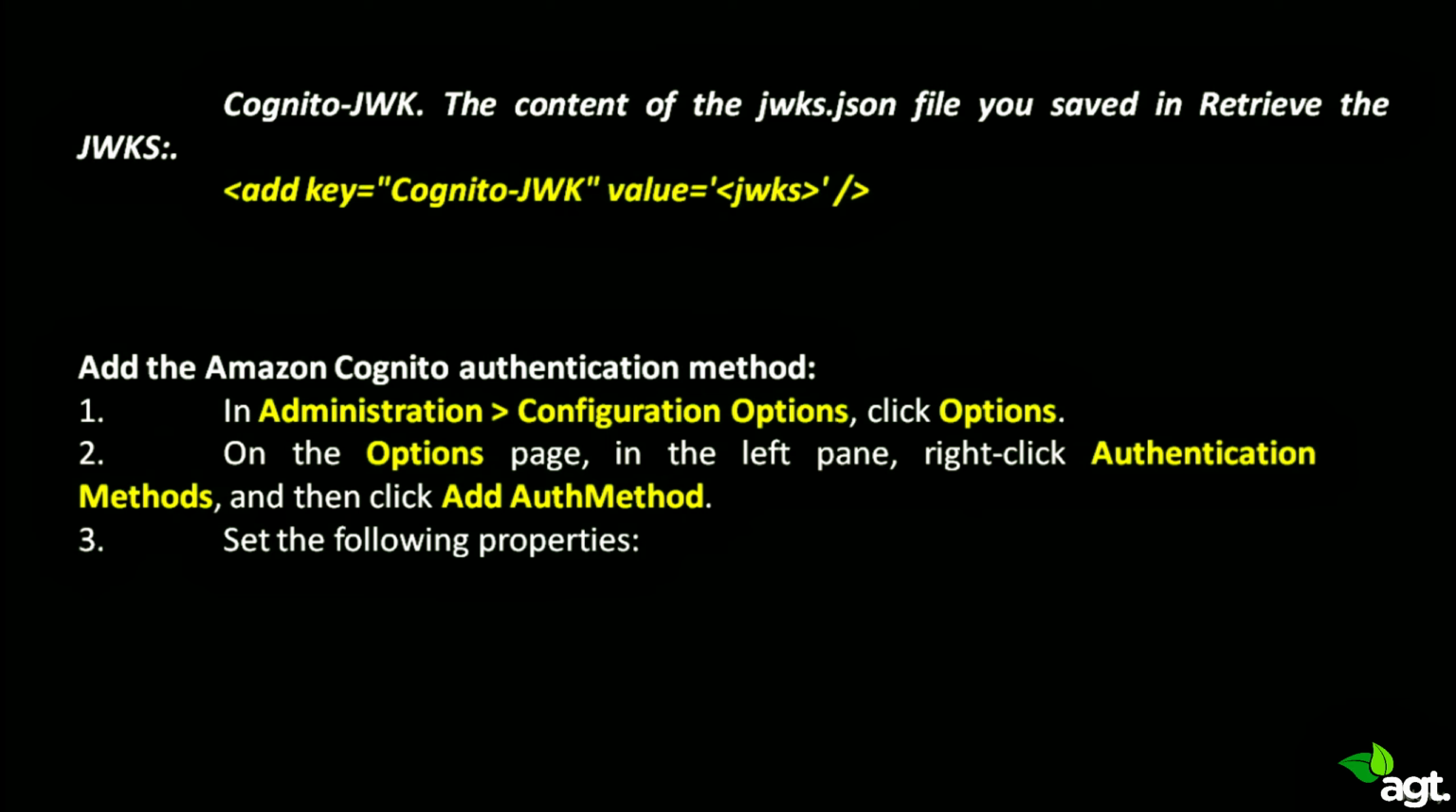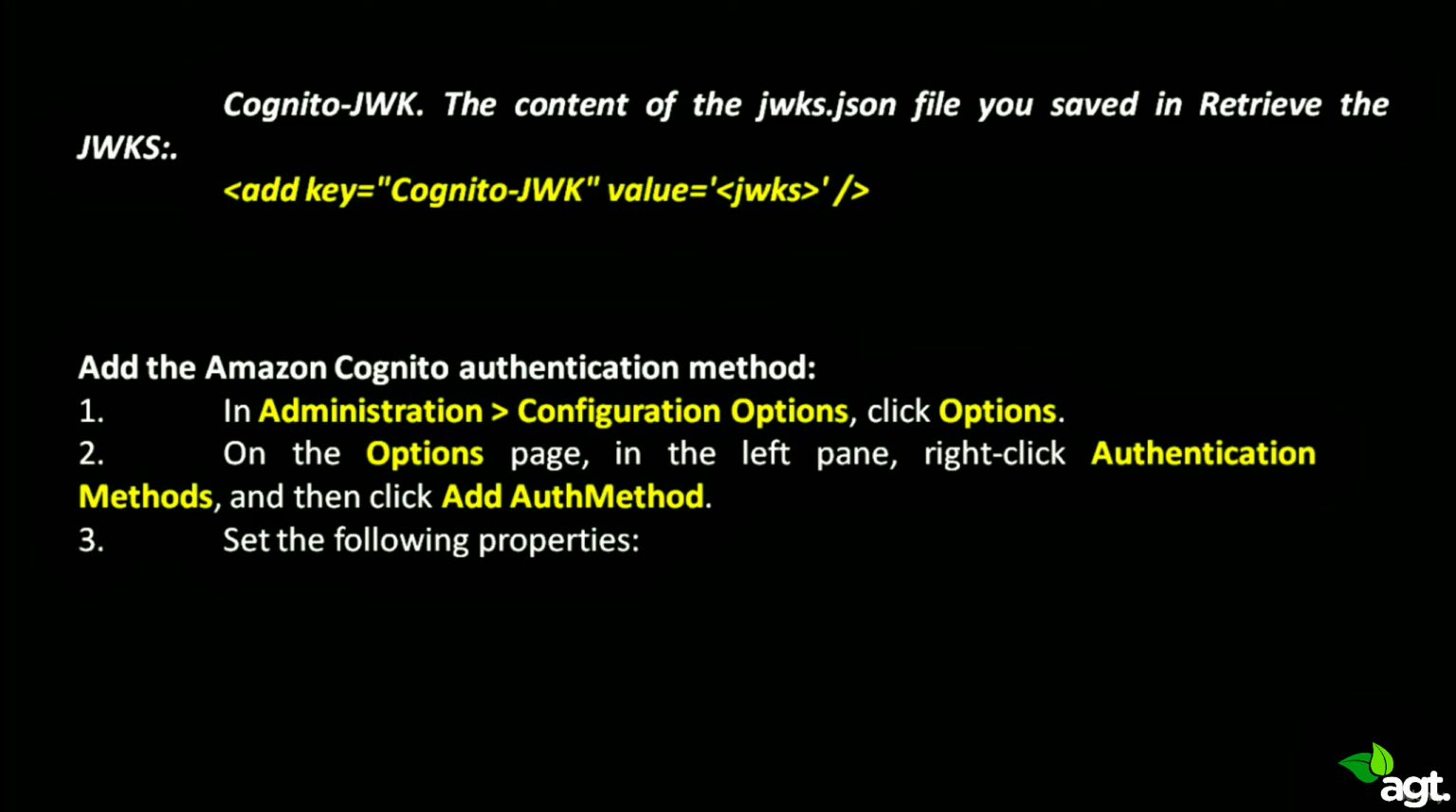So what about the Cognito JWK? The content of the JWK is the .json file that you just saved when you retrieved the JWKS. So add key equal to "CognitoJWK" and the value equal to the JWKS in single quotes, and close your tag.